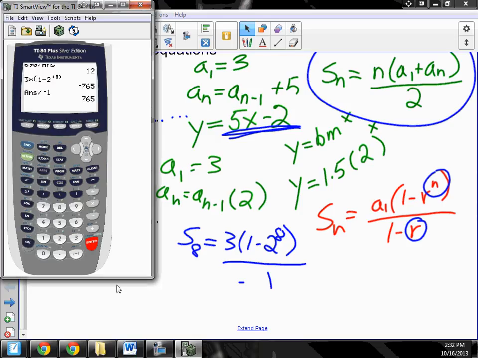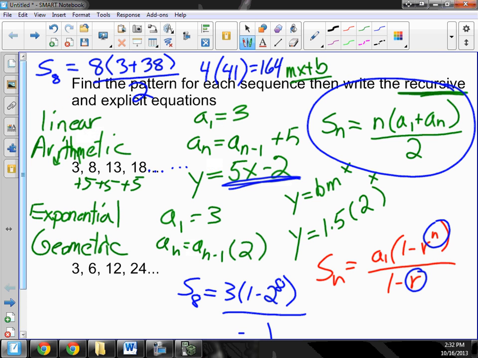So I got 765. How come the arithmetic is so much smaller than the geometric if I did the same number of terms? We're multiplying by 2, so my sequence is getting bigger really fast. So even though I did the same number of terms, the geometric series is often bigger. Now, having said that, sometimes geometric series stop getting bigger. And that's something we're going to talk about on Tuesday.